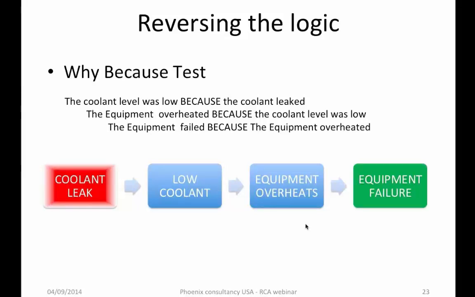So when trying to think about it, it's useful to reverse the logic and work backwards. With the example I gave earlier, the coolant level was low because the coolant leaked. The equipment overheated because the coolant level was low. The equipment failed because the equipment overheated. So you have a logical sequence where one thing will lead to another.